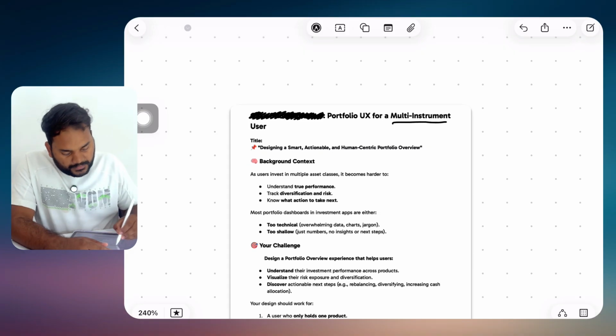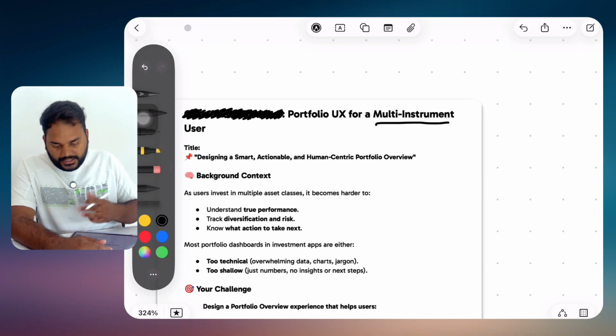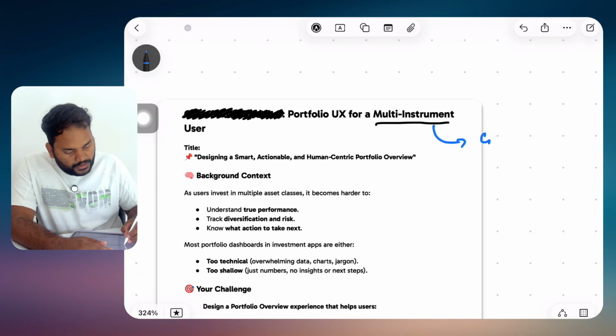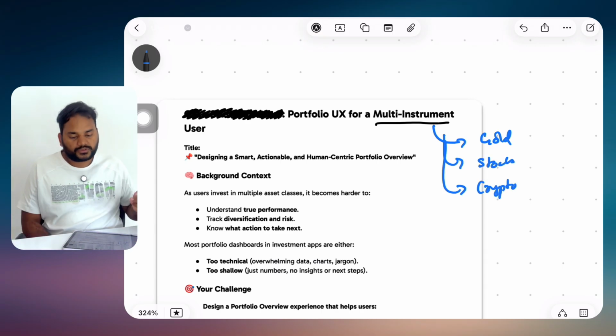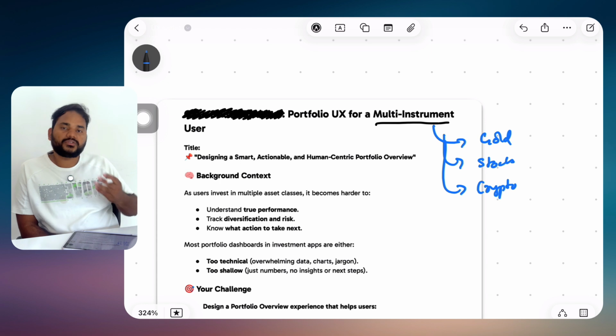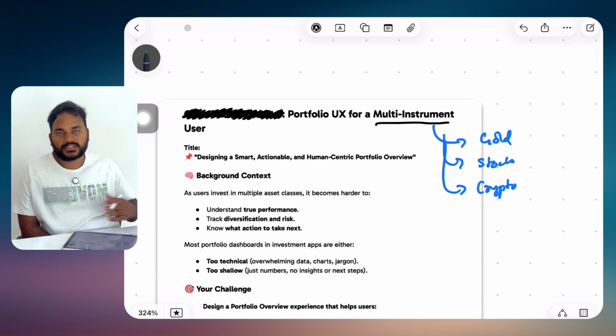Design a portfolio for a multi-instrument user. So what that means is, multi-instrument means when a user is having different types of assets. It could be gold, it could be stocks, it could be crypto, and other different types. So when you think about it, multi-instrument users mean the user is having different types of investments in different categories.